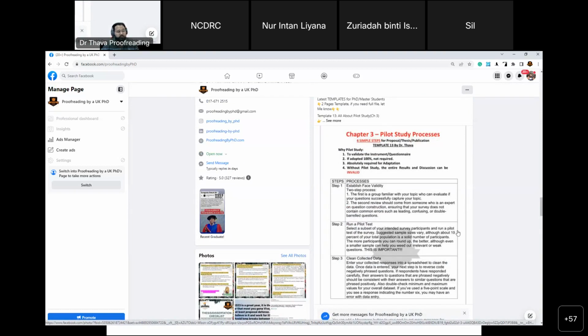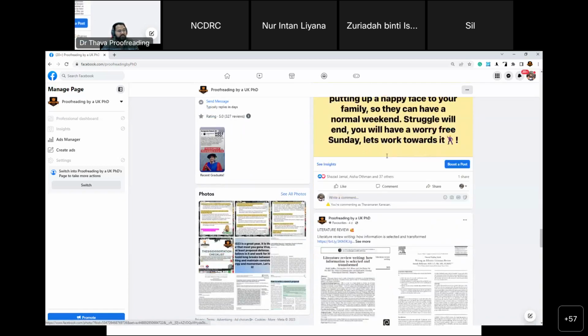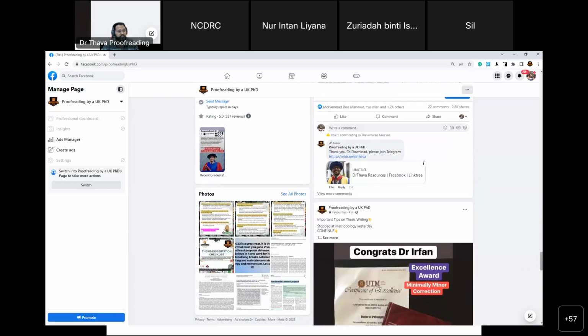Like for some of you who want to do pilot study, you don't know what is the process, this is the template to follow. This is what you need to do. 6 simple steps. Okay, similar to this, I have many templates on my Telegram group. I'll talk about it shortly.